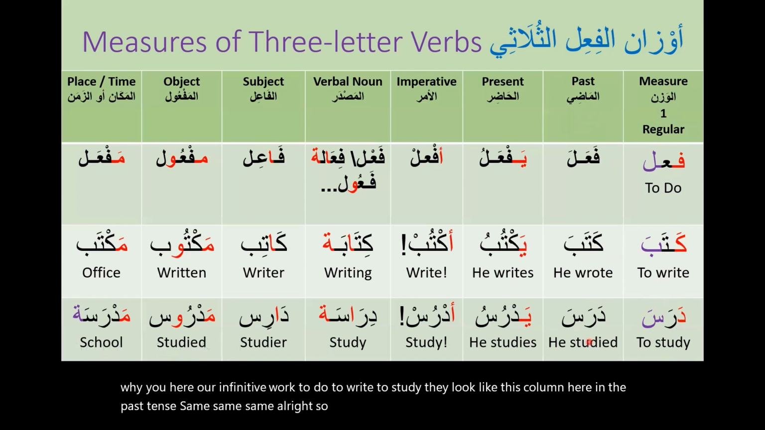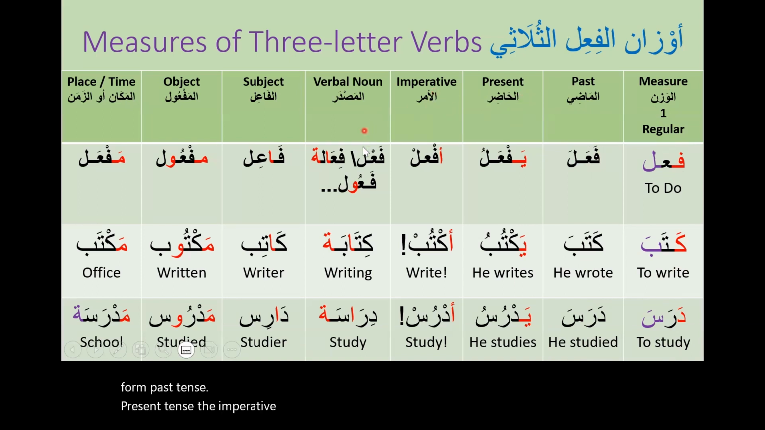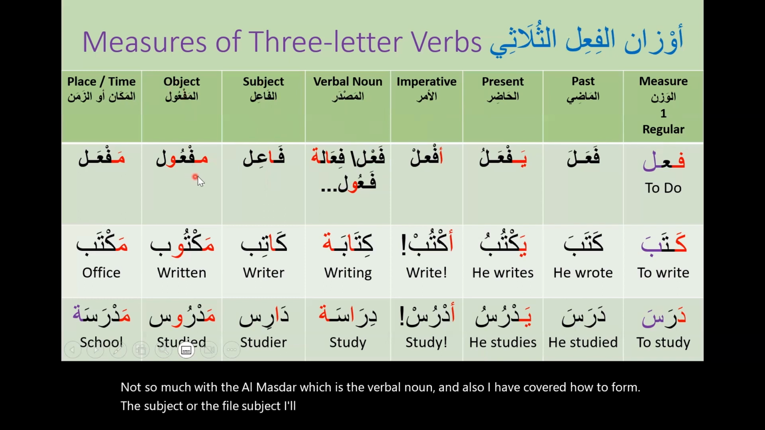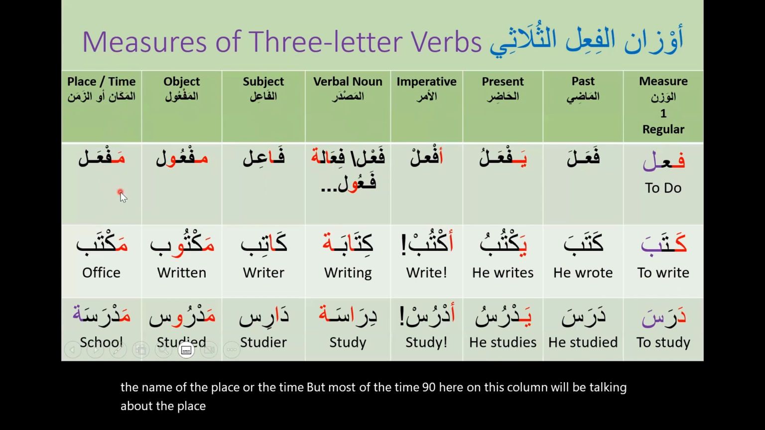So I have covered how to form past tense, present tense, the imperative form, not so much the al-masdar, which is the verbal noun. And also I have covered how to form the subject or the fa'il, the al-maf'ul, the object, and how to come up with the name of the place or the time. But most of the time, 90% on this column, we'll be talking about the place or the location.